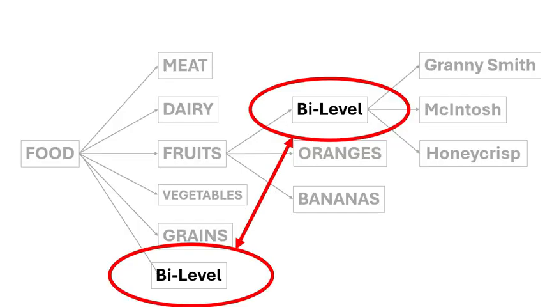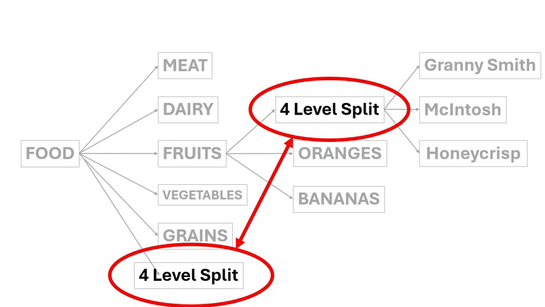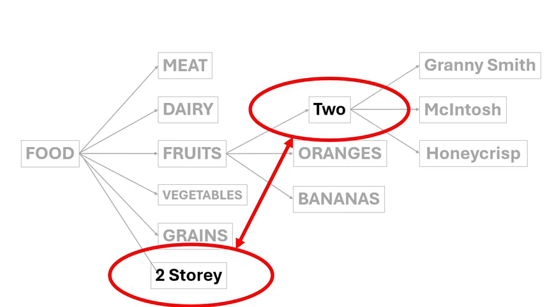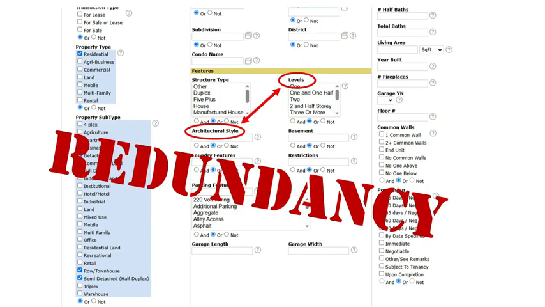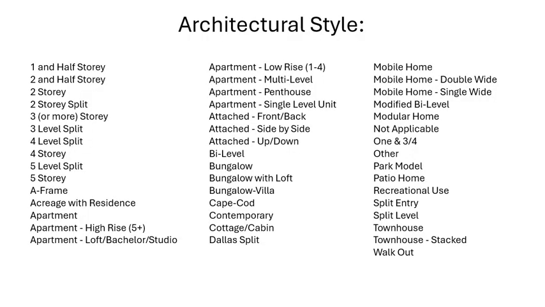And it's not just bi-levels. It's 4-level splits and 3-level splits and 1.5 stories and 2 stories. Everything, all of the things that are in the levels field are overlapping with the architectural style field, all causing redundancy. And it's not just the levels field. Architectural style overlaps with all these other fields as well. Here is a list of all the things that are currently in this field.